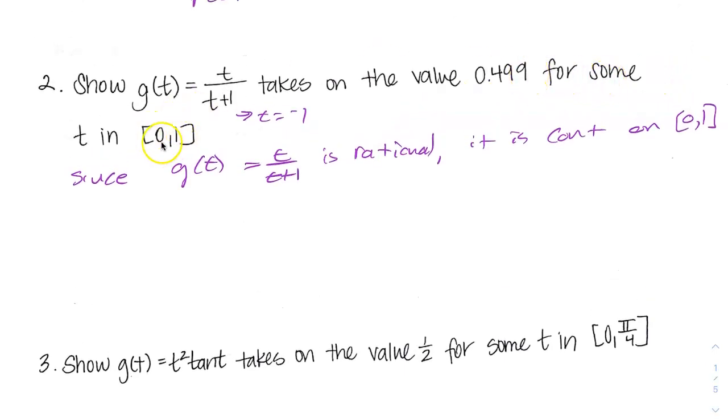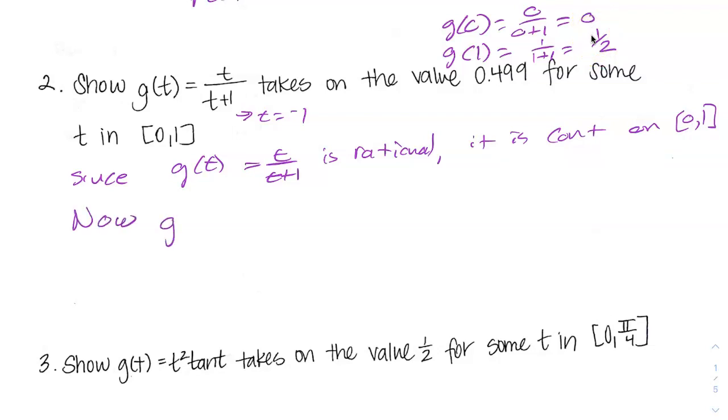Next we check these endpoints. What happens when I plug in? Do some off-board work here. What happens when I plug in 0? I get 0 over 0 plus 1, which is just 0. When I sub in 1, I get 1 over 1 plus 1, which is 1 over 2. So 0.499 is less than 0.5 and more than 0. So it does fit. So we go to the next step. Now g of 0 equals 0 and g of 1 equals 1/2.